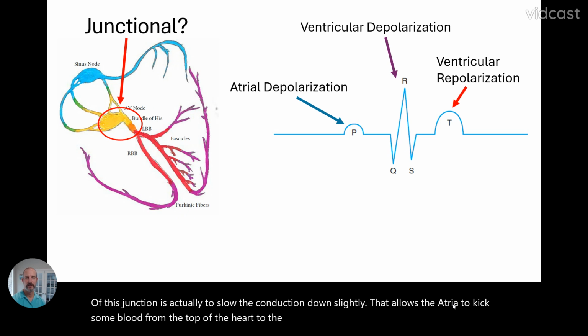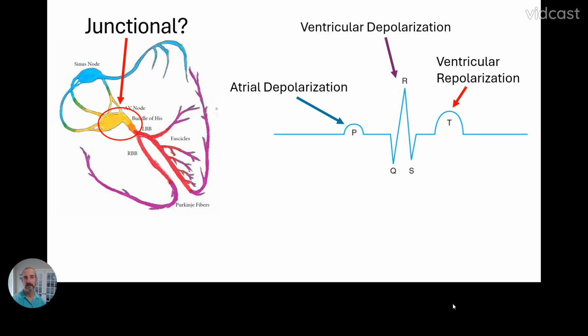Unfortunately, sometimes we can have rhythms that do not originate in the sinus node and they originate in the junction. Because of that, we're not going to get that atrial kick. However, on the bright side, the junction is there as a safety mechanism, if you will. Sometimes it's referred to as a junctional escape rhythm. If the sinus node is not working for whatever reason, the junction takes over.